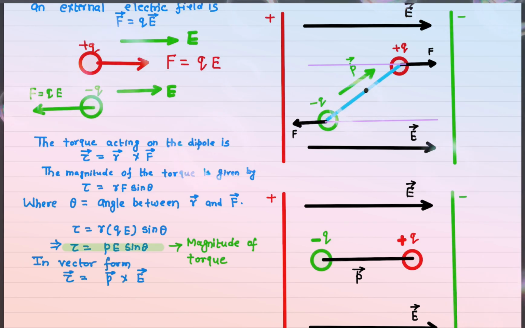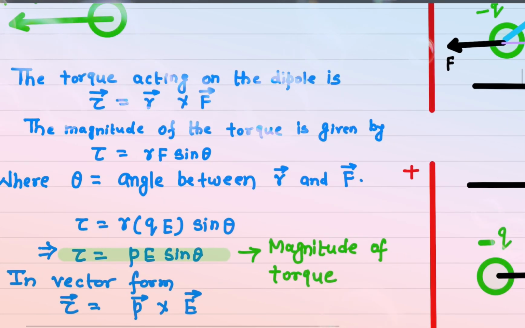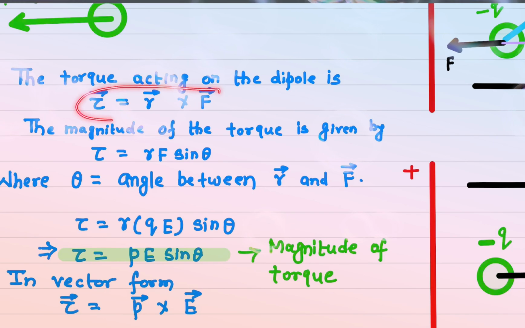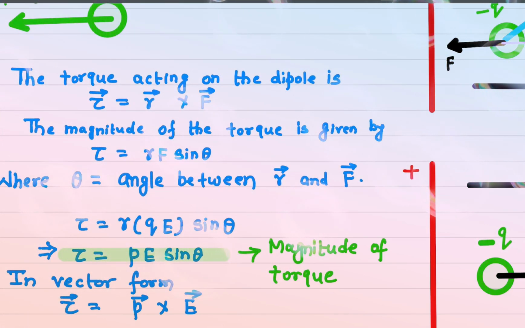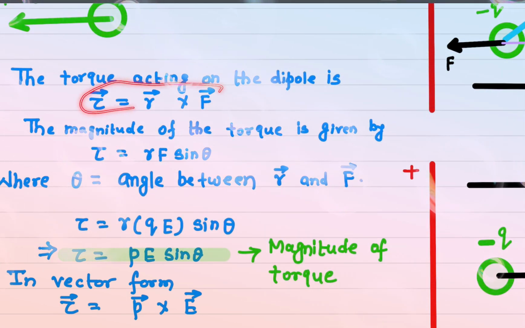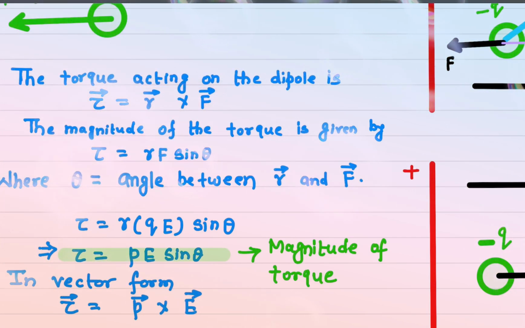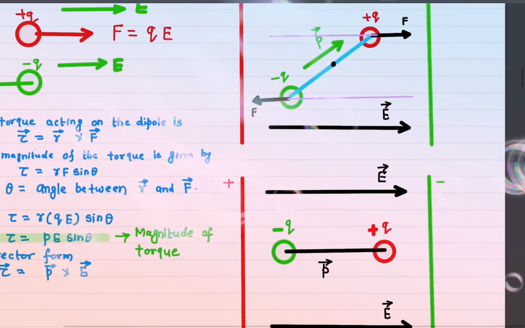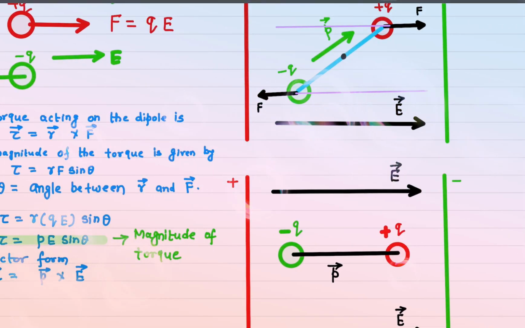Okay. So the magnitude, if you have already taken the calculus class, you should be familiar with the cross product. In this case, the magnitude of the torque is given by R F sine theta, and theta is the angle between the R and F vectors. In fact, R sine theta is the perpendicular distance between the lines of action of the two forces.